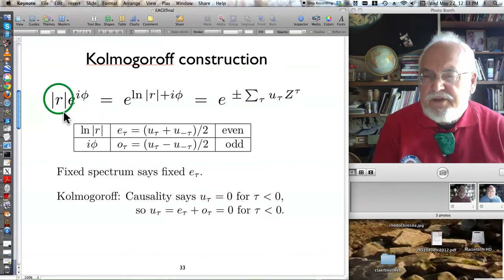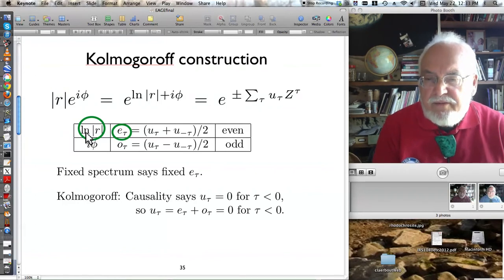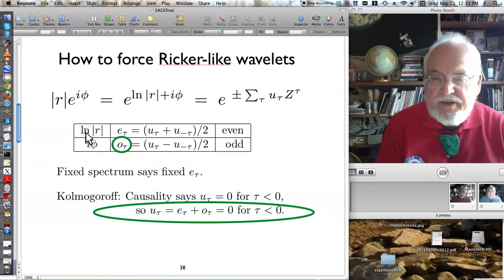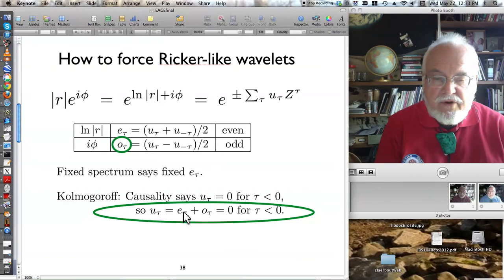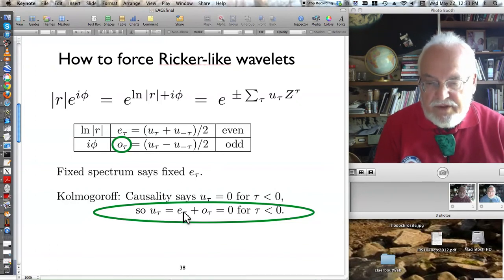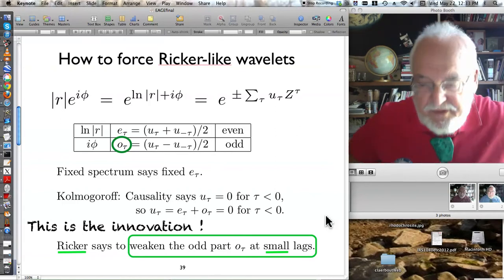So let's continue with the construction. We start with the spectrum. It's an even function of omega. That means the log spectrum is an even function of omega. This means we have the even part in the log spectral domain, in the time domain. And to get the whole function, we need the odd part. And the odd part tells us the phase. The phase is what we really want to know. And the method to find this odd part in this phase is given right here. If you add the even part and the odd part together, you want to have a causal function. So you just match these functions up on the negative tau axis, and then you've got the right answer for the positive tau axis.